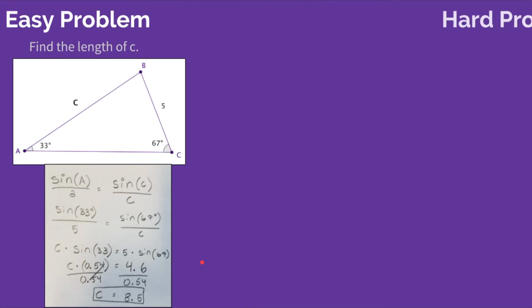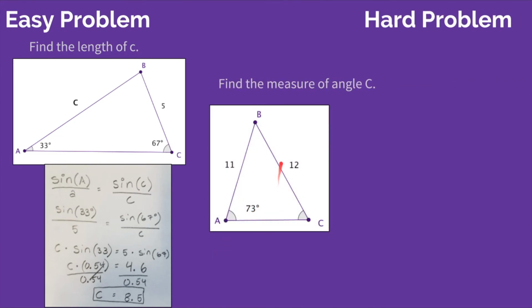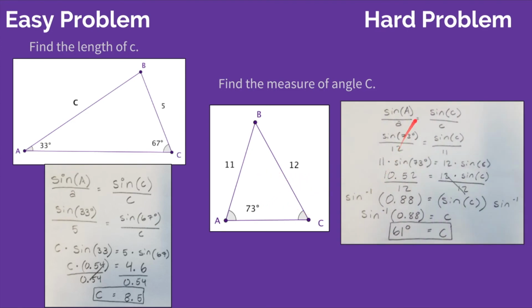On to a harder problem. Find the measure of angle C. We have both the angle and the side length of A and the side length of C, so we can set A equal to C. Plug in our information to the equation to get sine of 73 over 12 is equal to sine of C over 11. Cross multiply, getting 10.52 is equal to 12 times sine of C. Divide each side by 12, getting sine of C alone, and 0.88 on the other side. Take the arcsine of each side in order to get your final answer, 61 degrees.